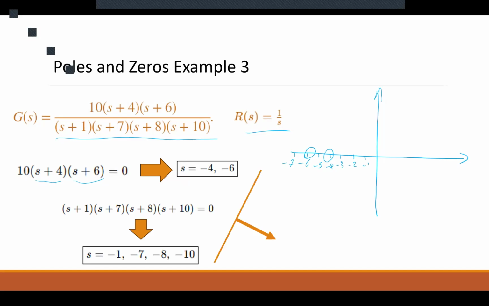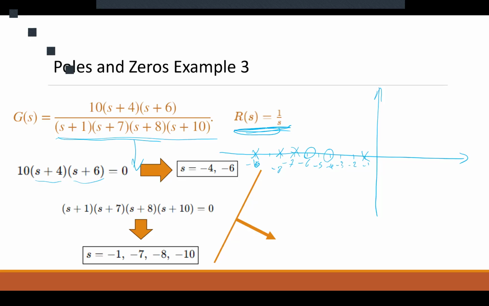Now, the denominator is going to have four poles, the transfer function itself. Four poles at minus 1, minus 7, minus 8, and minus 10. So we have 2 zeros and 4 poles for the transfer function itself. We didn't apply the input yet. What would be added to this pole-zero plot?